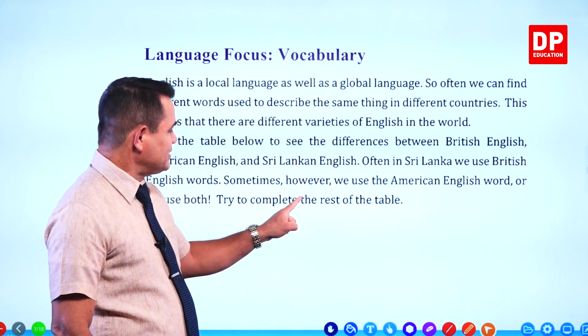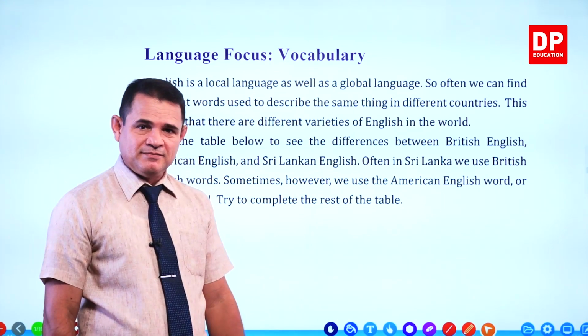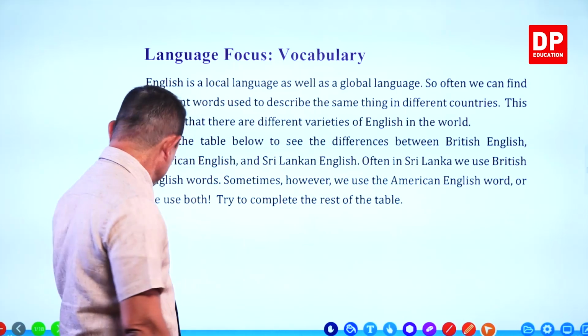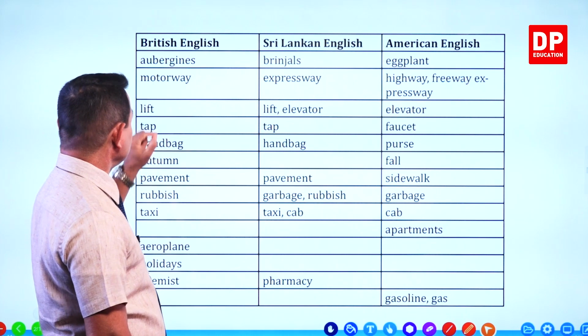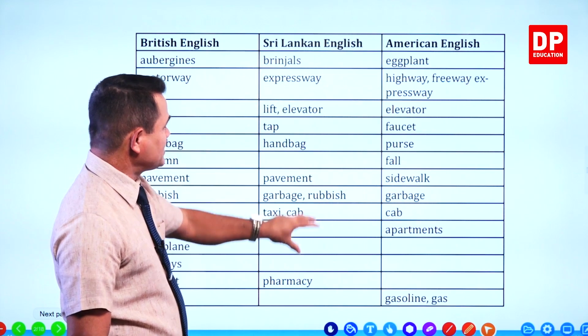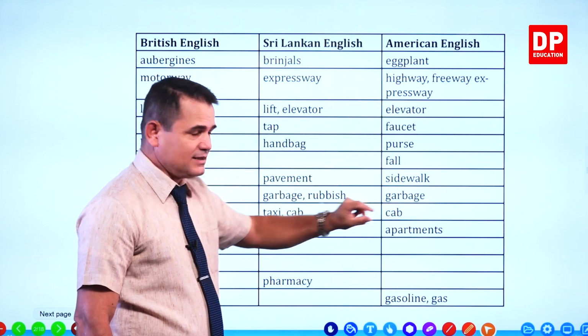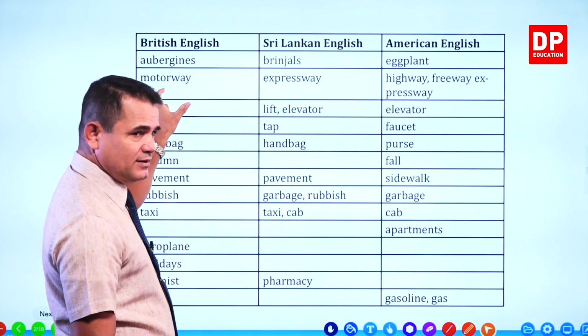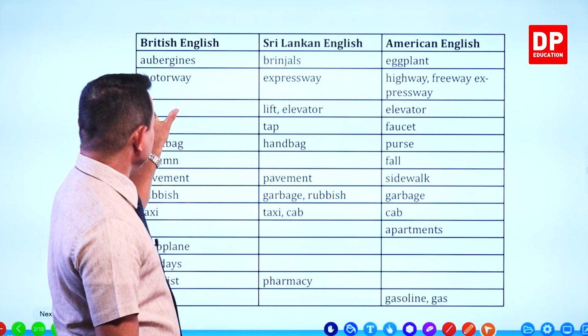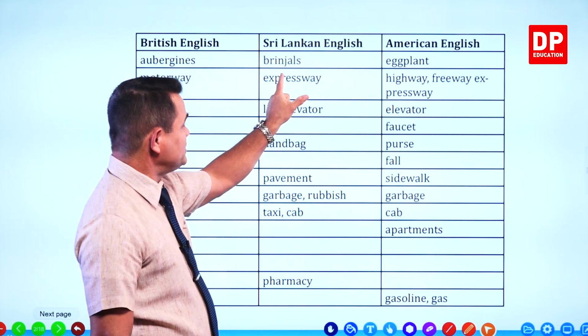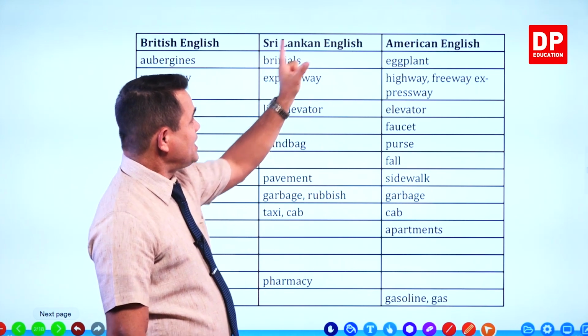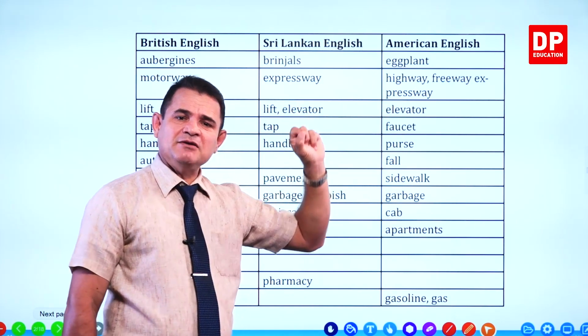Try to complete the rest of the table. Now there is a table. Let's look at it. British English, Sri Lankan English and American English. Let's have a look at it. British English, the first column, the second column, Sri Lankan English, third column, American English. First one, aubergines. That is British, and Sri Lankan we call it brinjals. And Americans they call it eggplant.